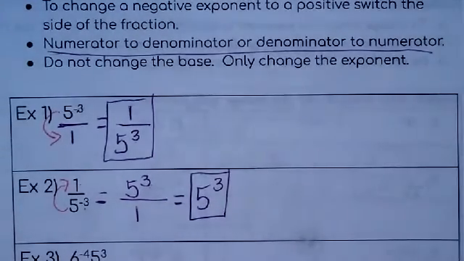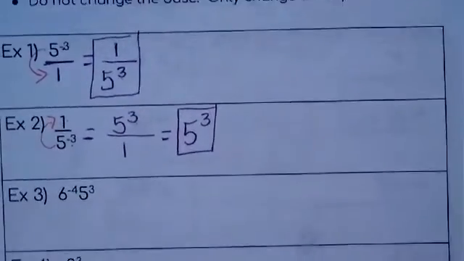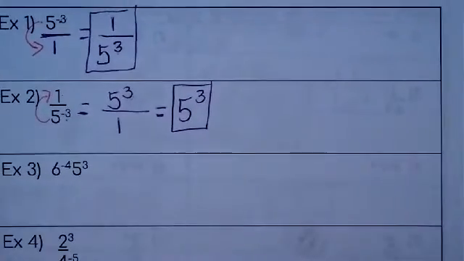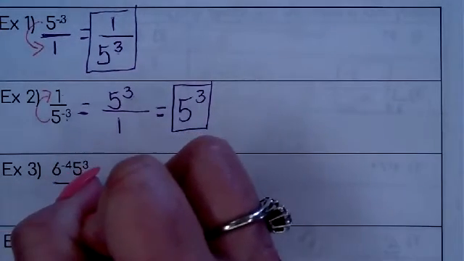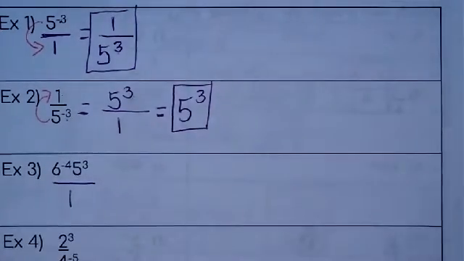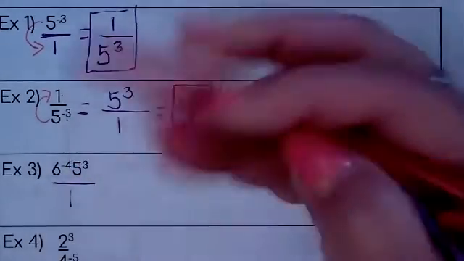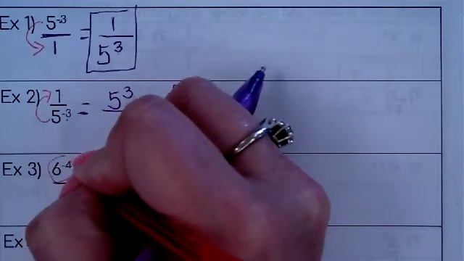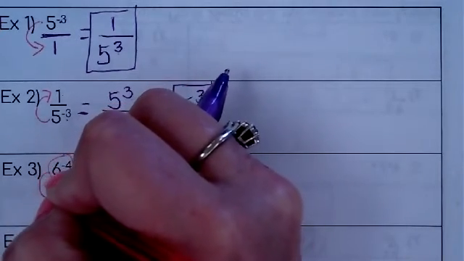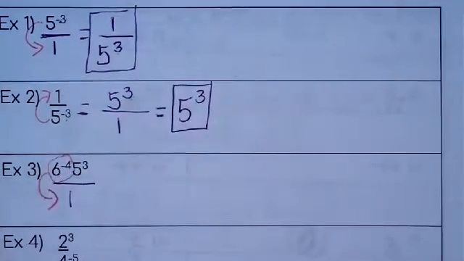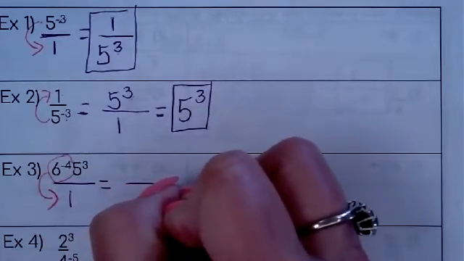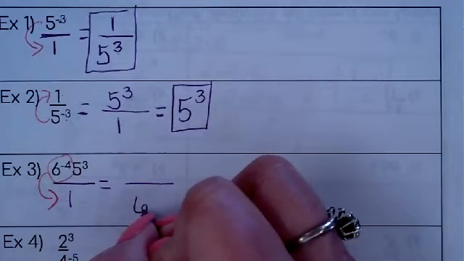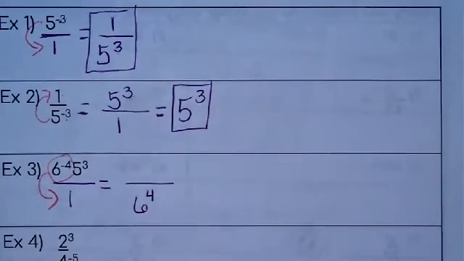Now, let's look at number 3. At any time, remember you can pause the video and copy down before you move to the next example. If I look at number 3, let's turn it into a fraction because I see this 6 to the negative 4. To turn it into a positive 4, I'm going to have to move it to the denominator. Making my fraction line, I'm going to put 6 to the 4th on the bottom.